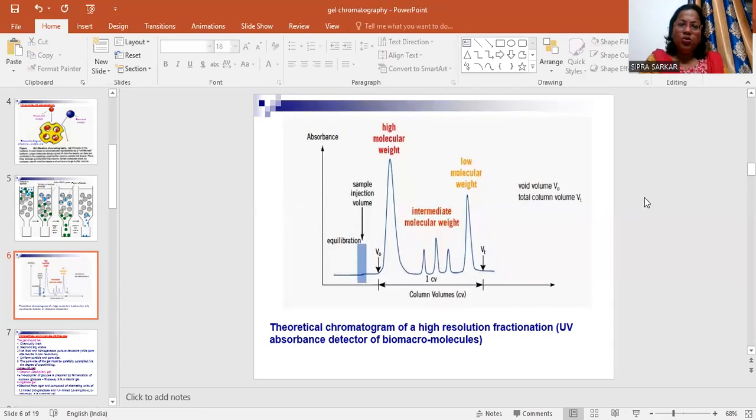Okay, so void volume V0, that is at that phase no molecule will be eluted. Total volume, which is VT, that is how much volume has been eluted. So the theoretical chromatograph of high resolution fractionation, with a UV absorbance detector, for biomacromolecules, the protein or other type of substance.